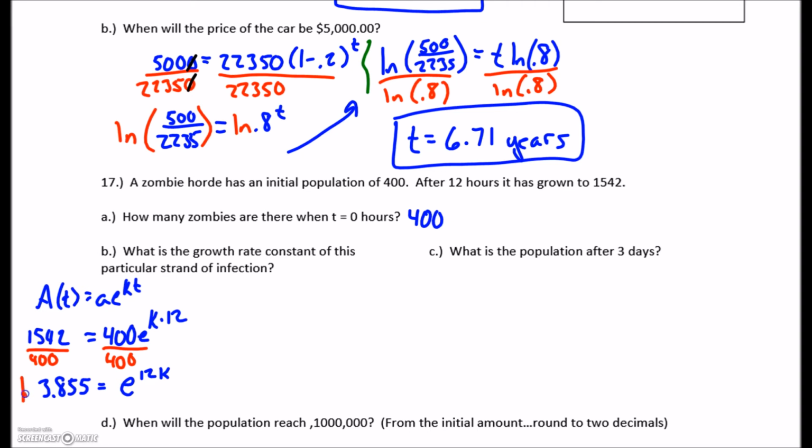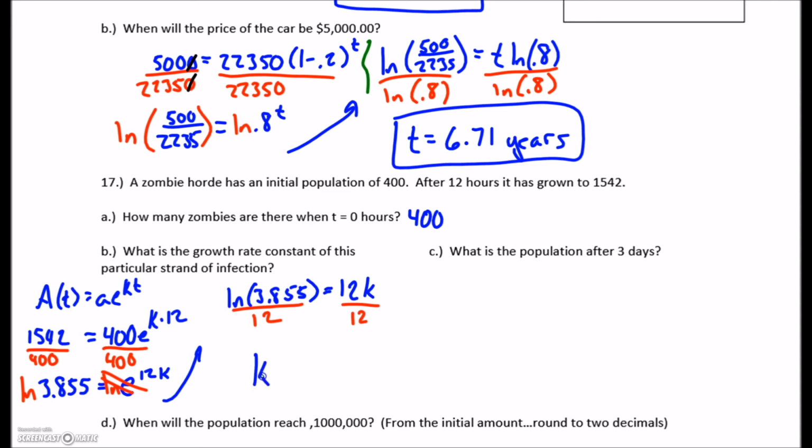And now I just take the natural log of each side. The nice thing about this formula is when I take the natural log here, the natural log and the e completely cancel each other out, which means I'm left with the natural log of the 3.855 equals just 12k in this example. So instead of having to divide each side by a logarithm, I just have to divide each side by 12. And now that's going to give me my k value.